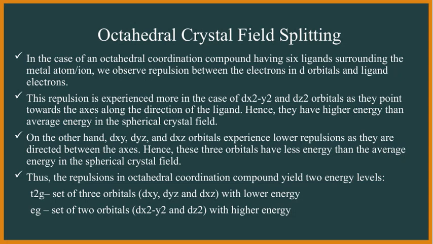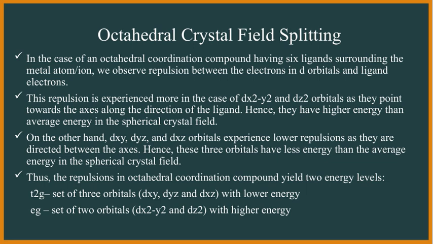Now, let's talk about octahedral crystal field splitting. When a metal atom or ion is surrounded by 6 ligands arranged octahedrally, we see a specific kind of electron repulsion at play. These repulsions happen between the electrons in the d orbitals of the metal and the electrons in the ligands. What's interesting is that this repulsion isn't the same for all the d orbitals. The orbitals that point directly towards the ligands, namely dx²-y² and dz², experience stronger repulsion because they are aligned along the axes where the ligands are located.